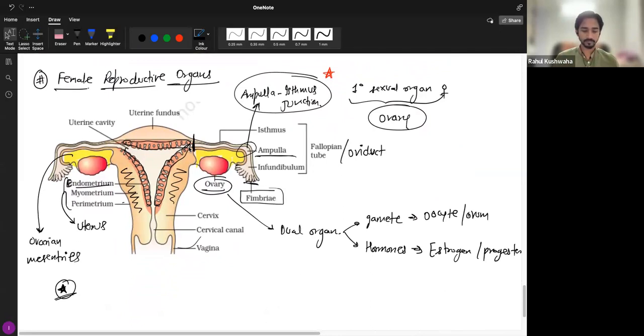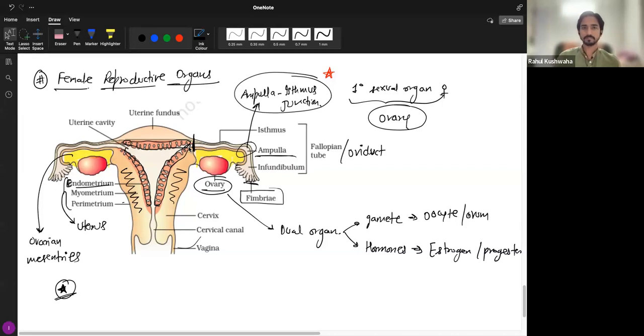The fallopian tube, also called the oviduct, has 4 major parts. First is the fimbriae, which are situated near the ovary but never touch the ovary. They are finger-like projections and they catch the oocyte, and then it enters the infundibulum. After that, it enters the ampulla. Ampulla is the widest part of the fallopian tube, and then it enters the isthmus.